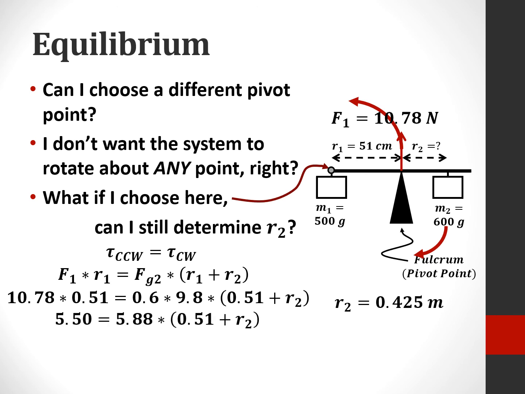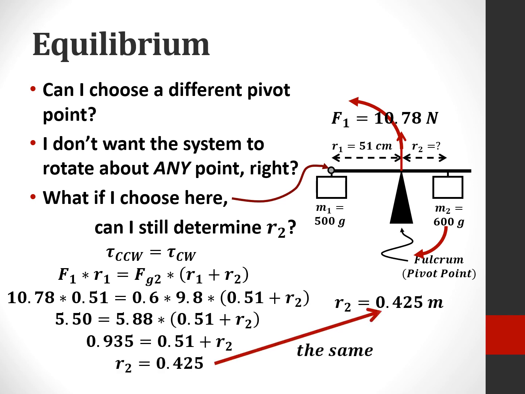Alright, so we calculate this out. We divide both sides by 0.588, and then we subtract 0.51 from both sides, and we find that the lever arm, the radius 2, is going to be 0.425, which is the exact same answer as what we got before. So basically this shows that it doesn't matter where we place our pivot point, as long as we're consistent with the clockwise and counterclockwise rotations, as well as the new lever arms, then we'll still get the same answer regardless of how we do it.